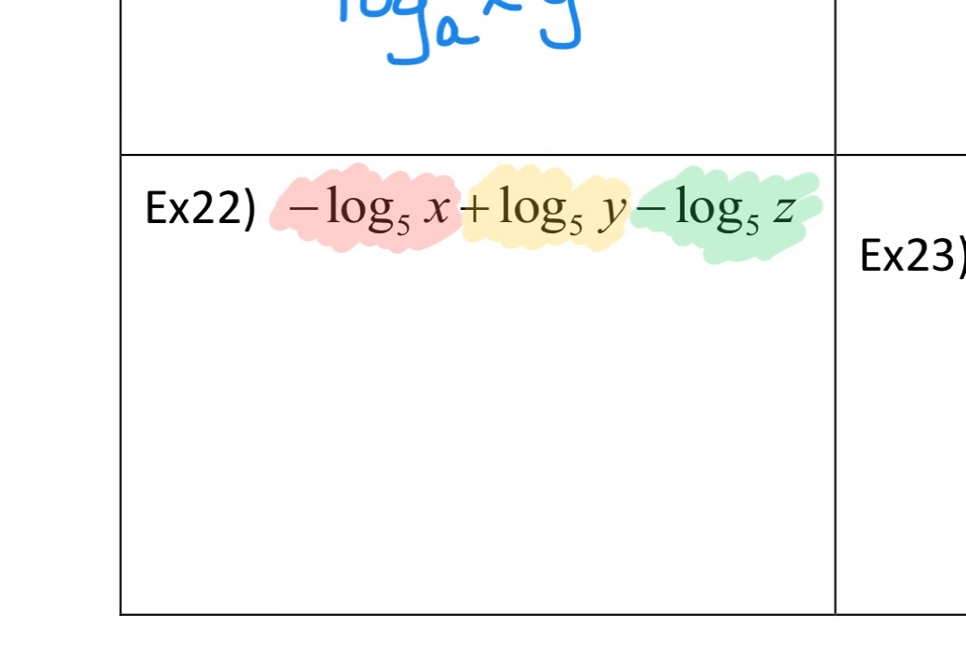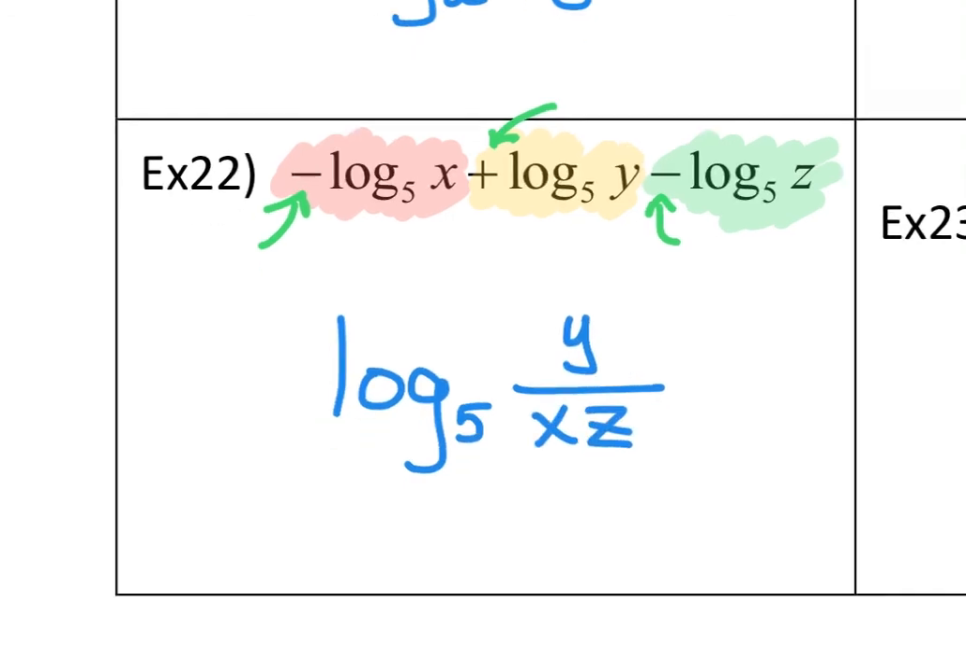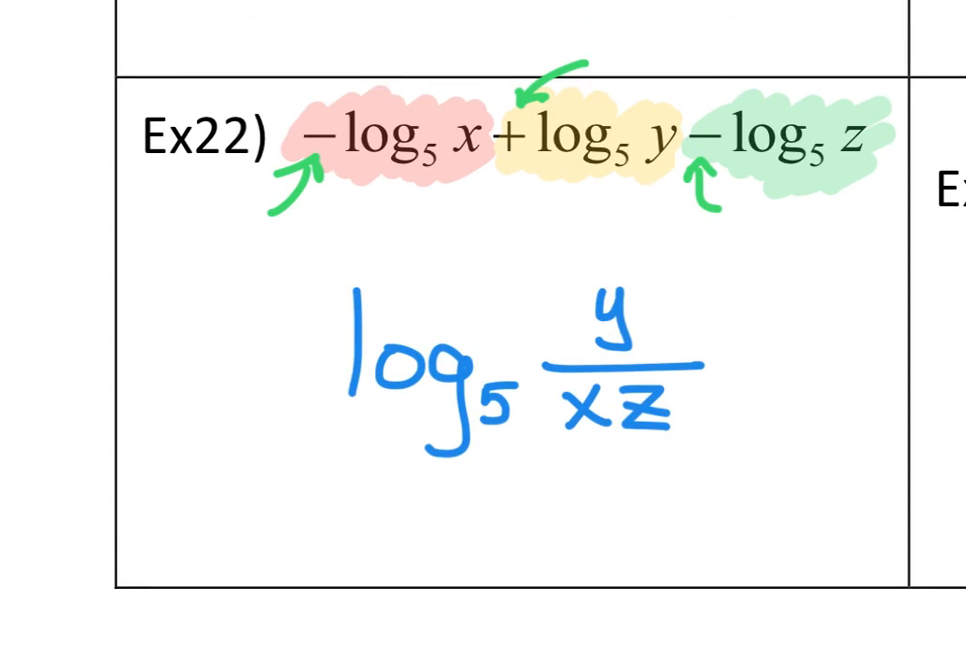So that's 3 terms. And what I want you to do is notice that the log base 5 of x and the log base 5 of z both have a minus with the log. And so x and z are going to be in the denominator. But log base 5 of y has a plus before the log, so the y is going to go in the numerator. So my answer to this is going to be log base 5, big fraction, y in the numerator, x times z in the denominator. And what I want you to do here is just pause the video for a second and think about this.